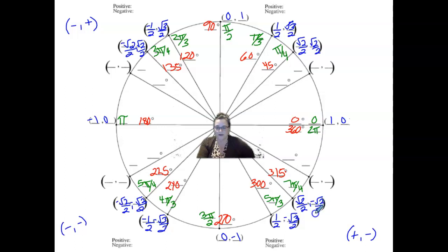And now we've filled in all of our special angles on the unit circle in degrees, radians, and coordinates, with the exception of 4 angles, and that would be this one, this one, this one, and this one. And those 4 angles we'll be looking at in our next video in our pi over 6 reference angle layer.